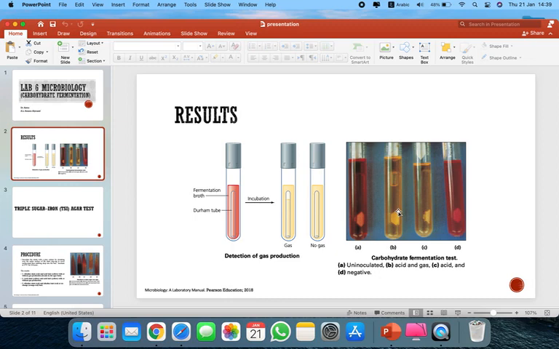So what will I see here? I will see the yellow color first, and then I will see the gas production, bubbles, inside this Durham tube. Okay, this will be the result.